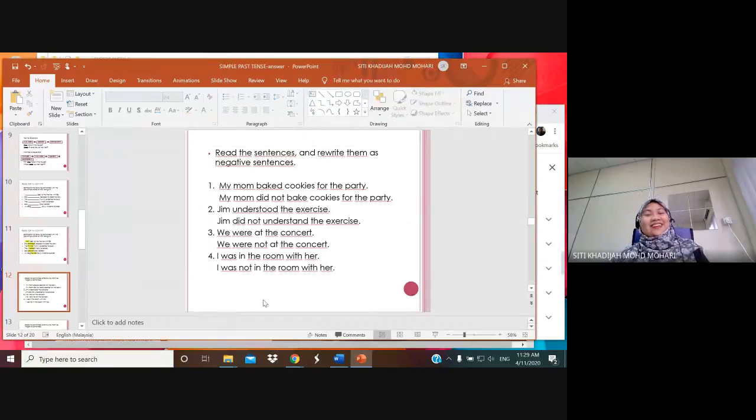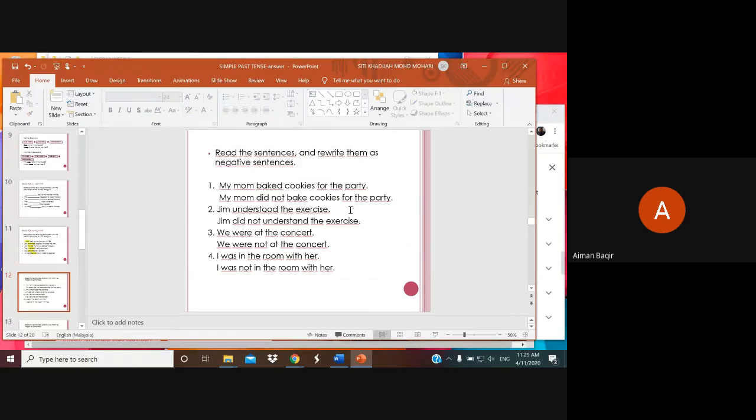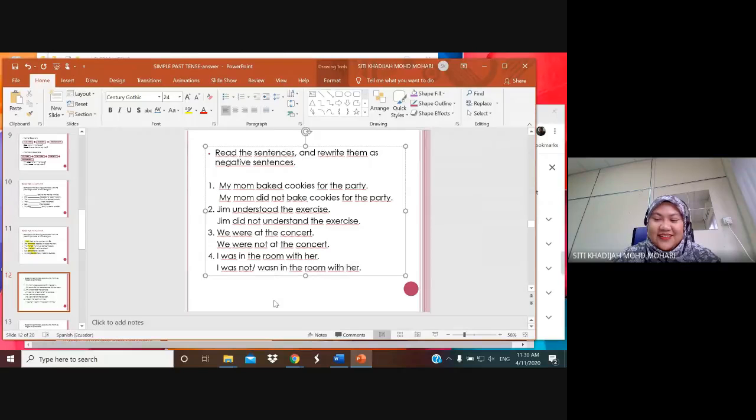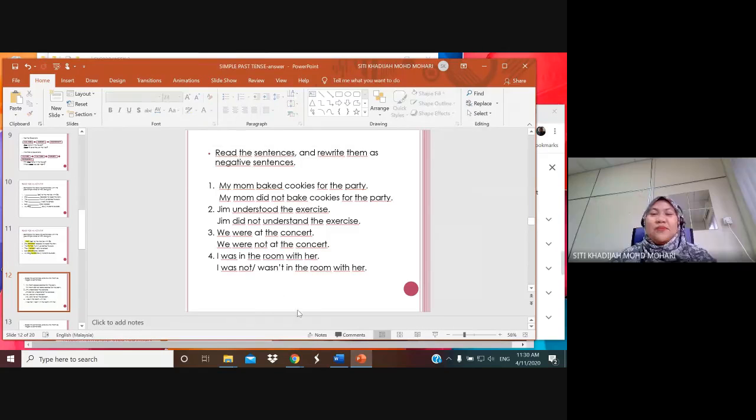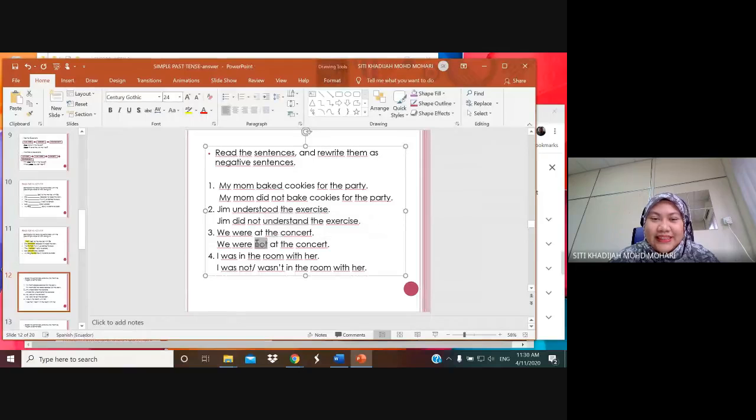Madam, if we take, for example, "I was not in the room with her," but we make the "was not" a short form, "I wasn't in the room with her." Can we? Other sentences too? Yes. So, "we were not" becomes "weren't". For "did not understand", what should the contraction be? Didn't. Very good. Excellent. So for this one, didn't as well.